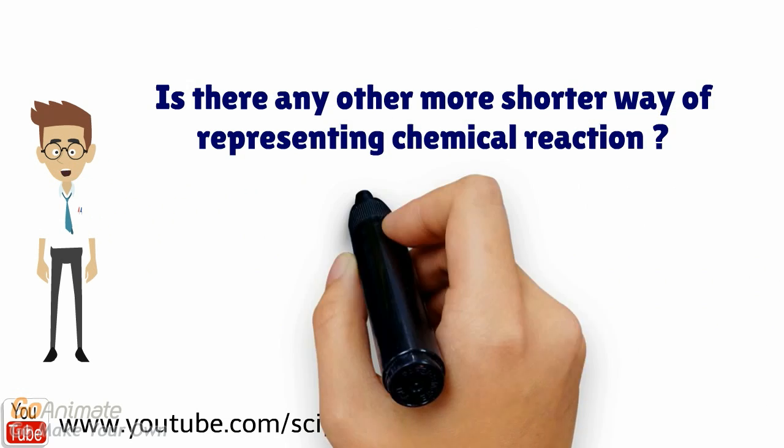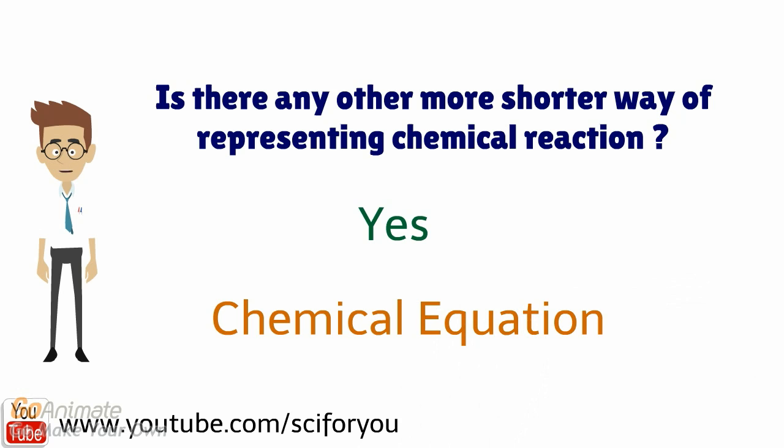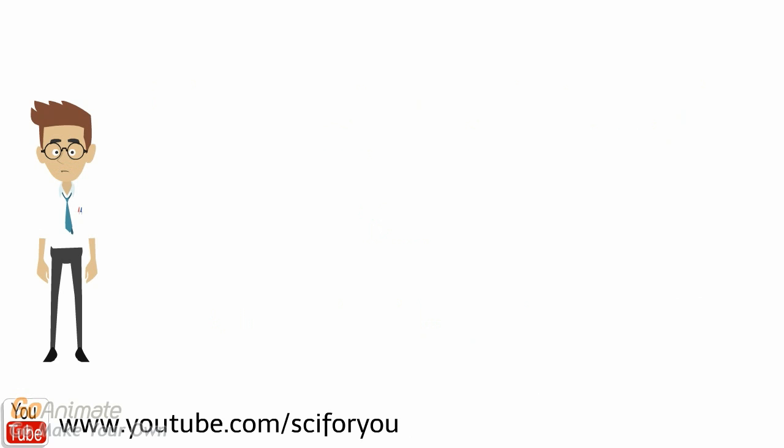Now, is there any shorter way of representation? The answer is yes. The other way is writing a chemical equation, in which we write chemical symbols instead of writing the full word.